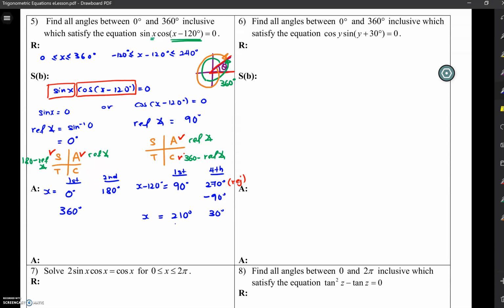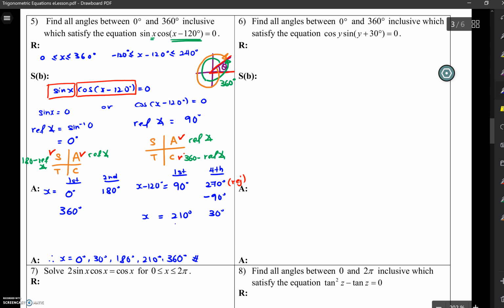Okay, so with this, I have the final answer. The final step is just to arrange the answers in ascending order. So you'll get 0 degrees, 30 degrees, 180 degrees, 210 degrees, and 360 degrees. And that will give you the final answer.